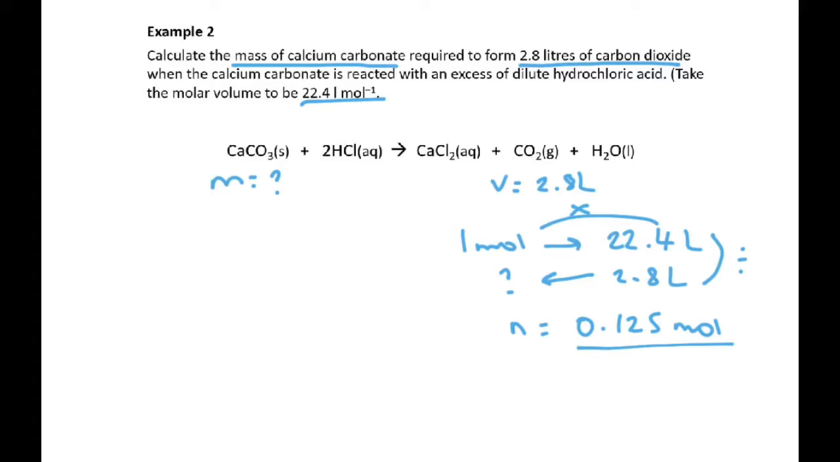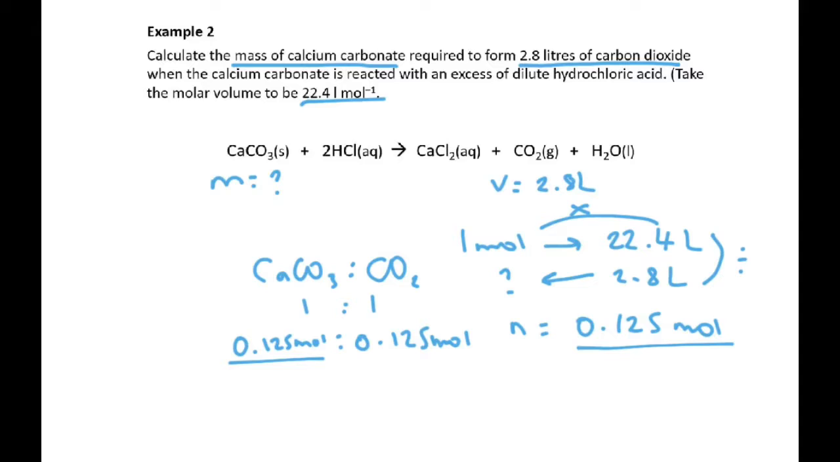Then, because we have the balanced chemical equation, we're able to use the relationship between the species in the reaction. So we can take our calcium carbonate and our carbon dioxide. They react in a 1-to-1 ratio. So if we have 0.125 moles of carbon dioxide, we also have 0.125 moles of calcium carbonate. Final thing we then need to do is to work out the mass of calcium carbonate, so that's our unknown.